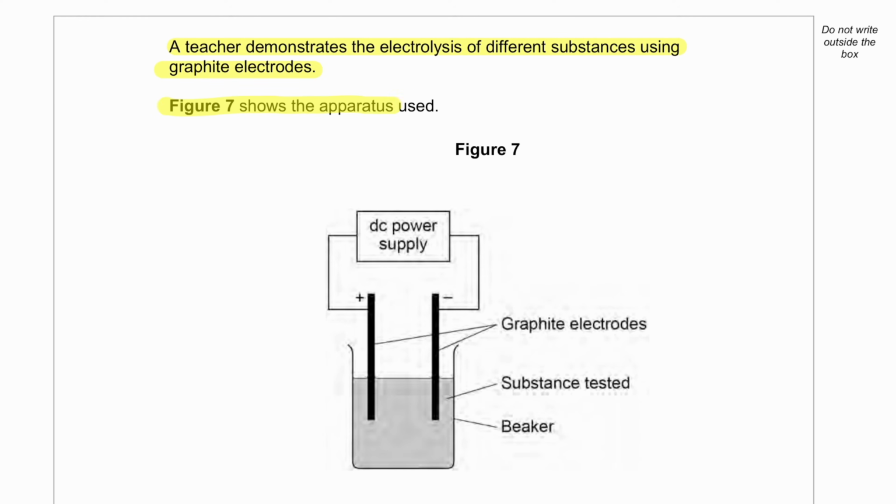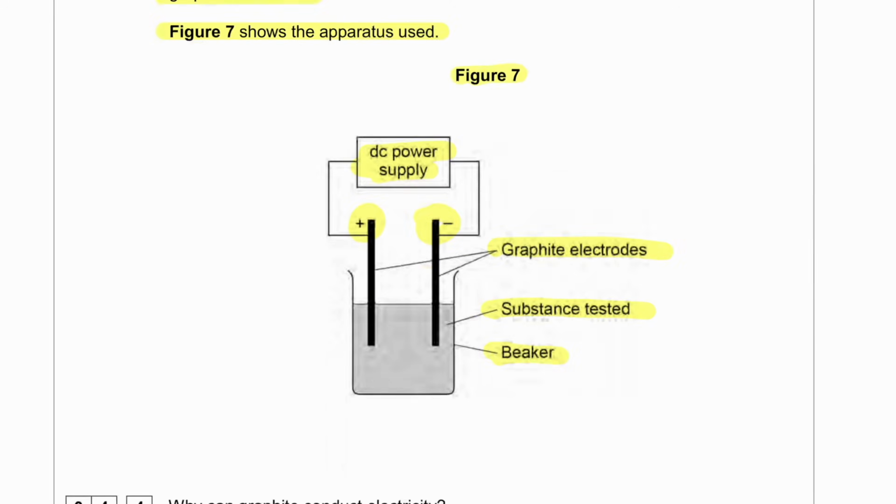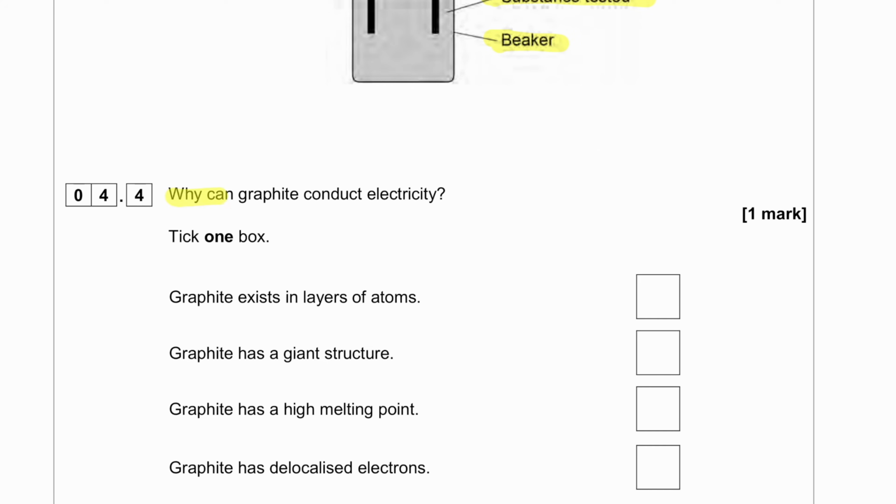Figure 7 shows the apparatus used. What is figure 7? Let's see. We can see the graphite electrodes, and we can see the substances tested. We see the beaker and the DC power supply with positive and negative terminals. Why can graphite conduct electricity? That's a very good question.